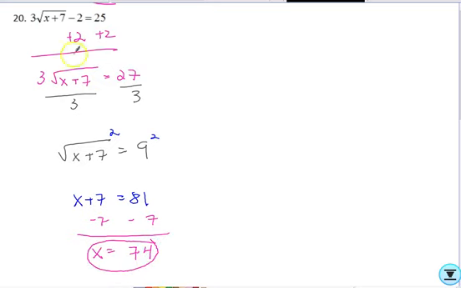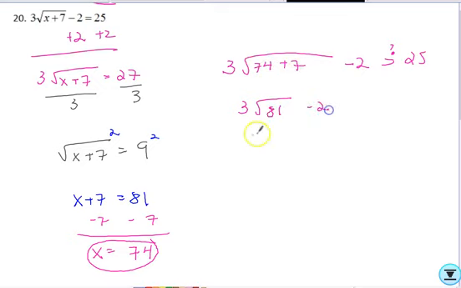You got to check it. We started with the square root. Will this equal 25? This one I can't do in my head. I've got to write it out. 74 plus 7, 81. 3 times 9. Oh my gosh. 3 times 9. 27 minus 2, 25. Gee, yes, it worked. Woo! 74 is our answer.